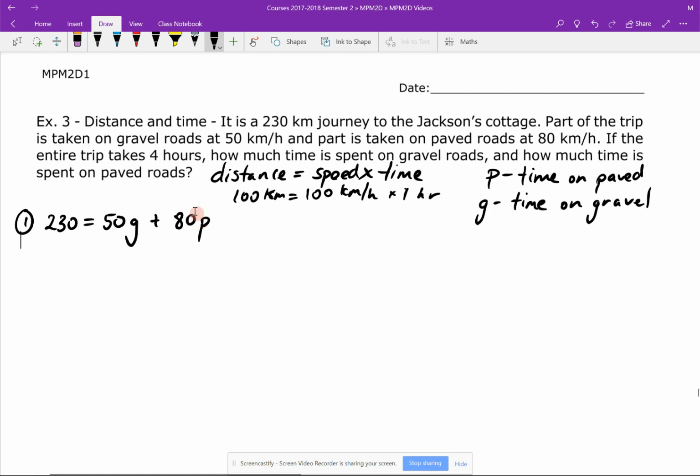All right. Now the entire trip takes 4 hours, so my second equation will be based on time. Use the separate sentences, these different statements or sentence fragments, to help you determine the equations you're going to write. From the entire trip takes 4 hours, I know 4 hours is composed of the time spent on the gravel road, G, plus the time spent on the paved road, P. Okay, so I'm going to solve this using substitution. You could try elimination, but I think substitution is a little bit quicker.